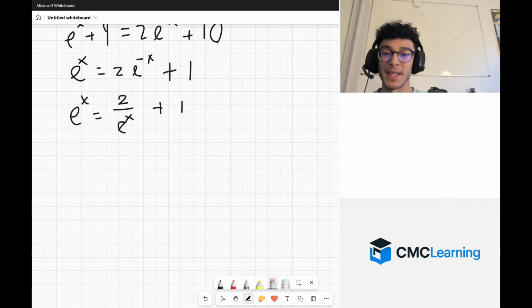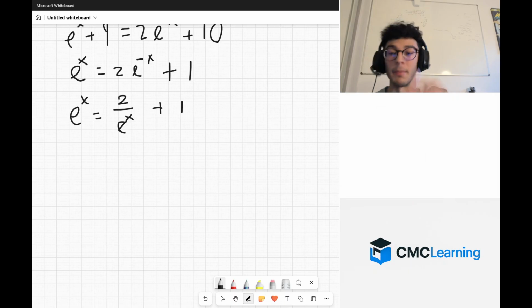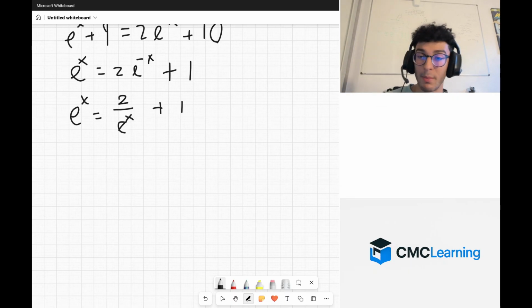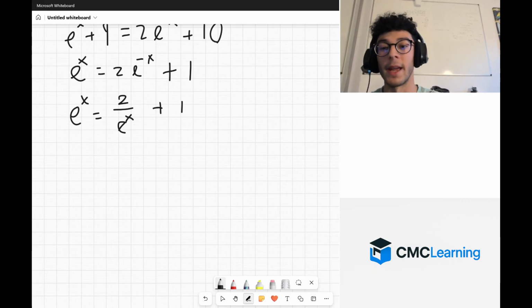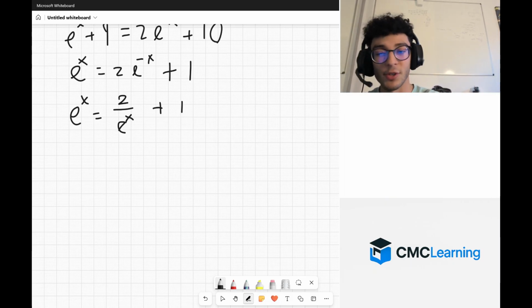The only difference is, in this case, we have some sort of exponent term. If you want to be really precise with your maths, the best thing to do here, I would say, is introduce a substitution.